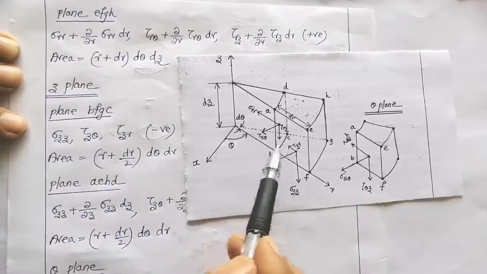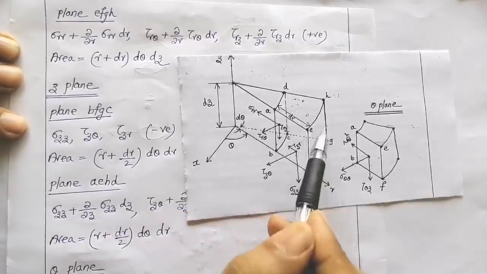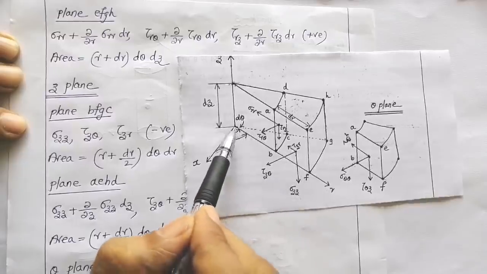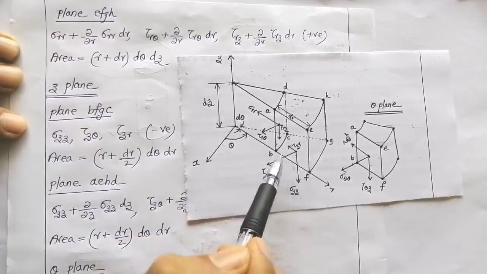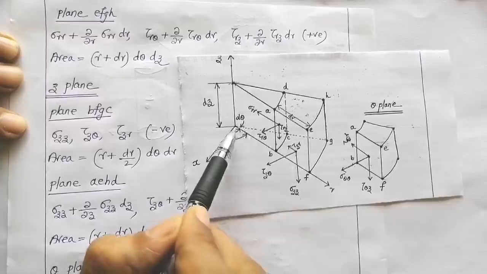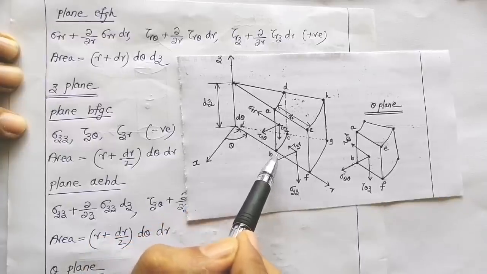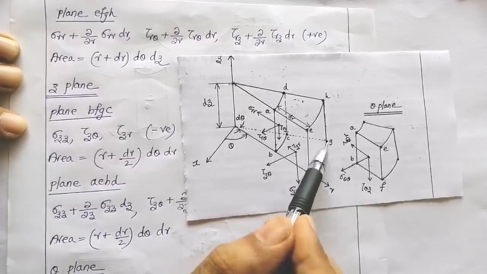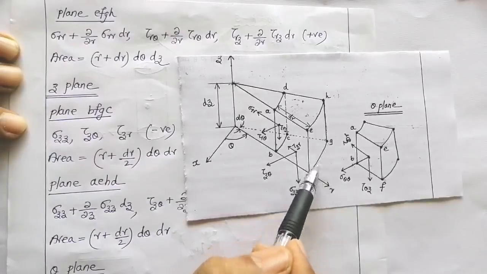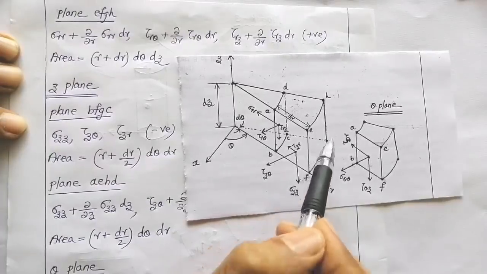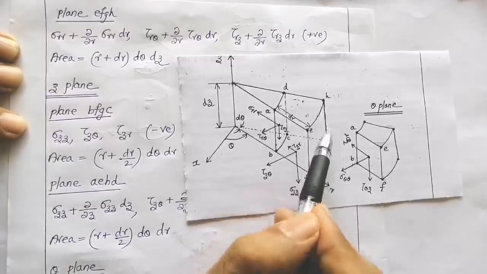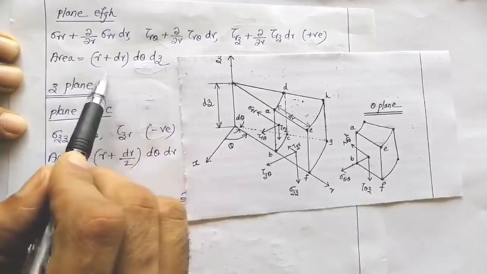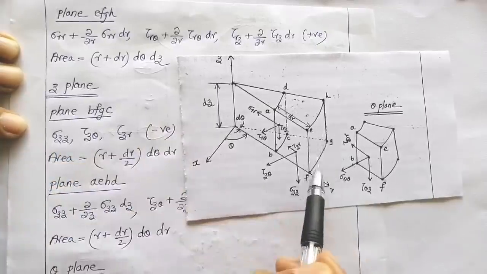Now let us see what the area of this plane EFGH is. The distance from the origin to this point is R plus dr. This is the distance R, and this distance is dr. So R plus dr into d theta gives the dimension of FG, and dz is the dimension GH. So R plus dr into d theta into dz gives the area of this plane EFGH.